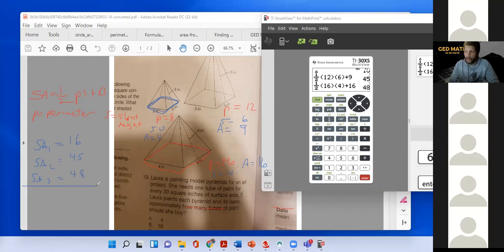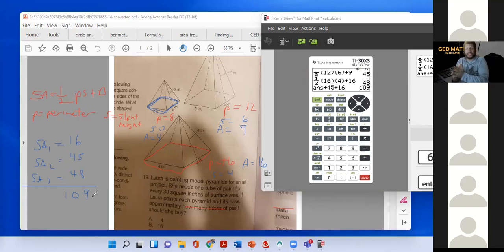So now I must add all those up because I need the surface area of all 3 pyramids. So again, I'm gonna take my 48. I'm gonna add, since the last thing I did is stored in this calculator. First of all, let me take a screenshot so you can see it. I'm just gonna add 48 plus 45 plus 16. And I get 109. So in total, I need 109. That's not the answer to this question.